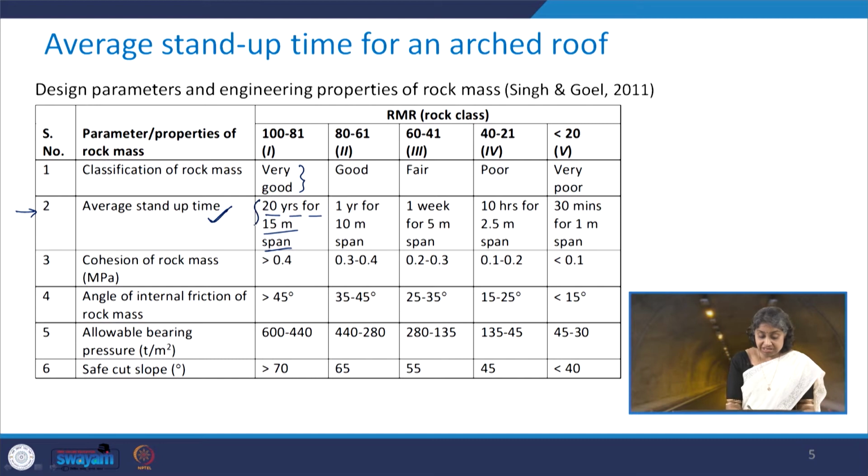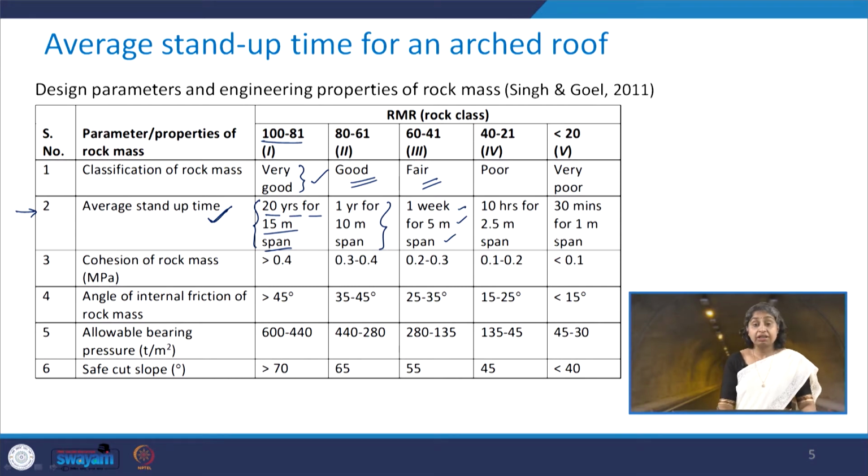This is so high because the rock mass rating for this type of rock is pretty high, varying between 81 to 100, resulting in the classification of rock mass as very good. Coming to the next category, in case you have the rock mass as good rock mass, then it is 1 year for 10 meter of span. In case it is fair quality rock mass, it is 1 week for 5 meter span, and so on.